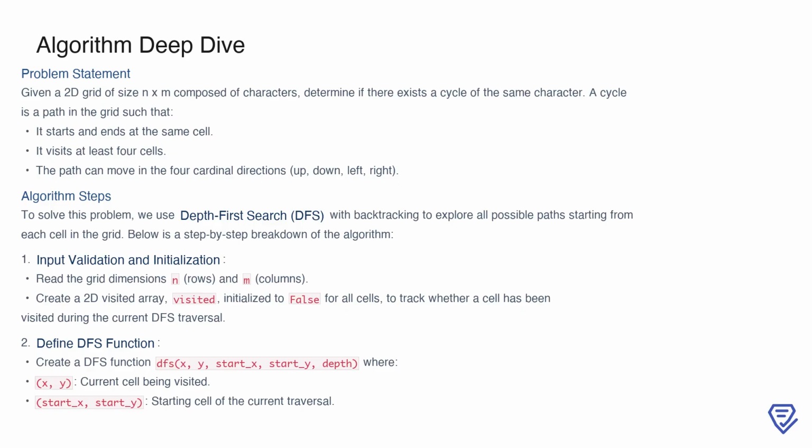The first step in the algorithm is to validate the input and initialize essential data structures. Specifically, we read the dimensions of the grid, N for rows and M for columns, and create a 2D Boolean array called visited. This array helps us track which cells have already been visited during the current DFS traversal. These initializations lay the foundation for the DFS process that will follow.